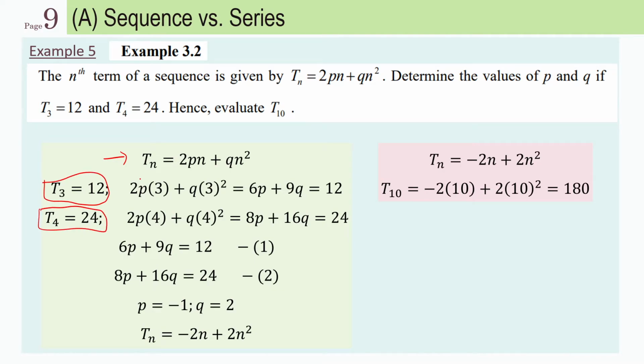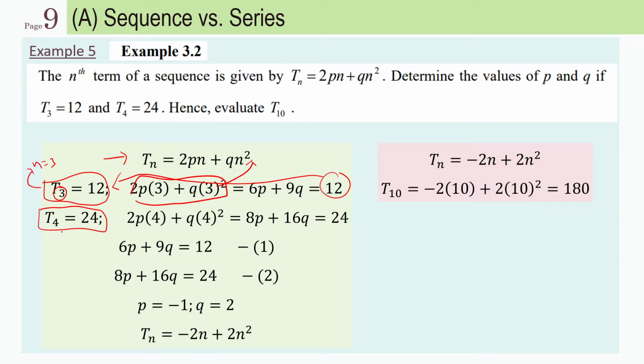What we're going to do is take n equals 3. Replace whenever you see n: here is 3, here is 3, and then you calculate inside. So it's 6p plus 9q equals 12. This 12 is from where? It is the one provided, from substituting n equals 3.